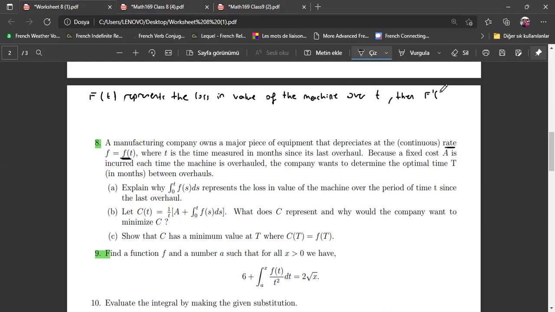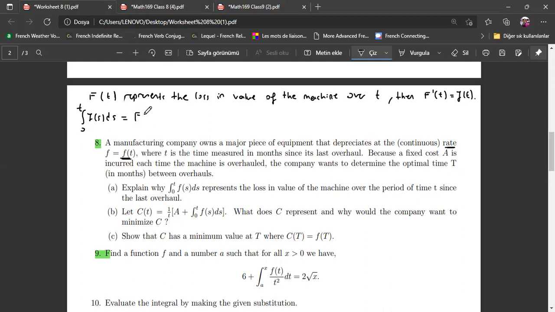The derivative of this function, uppercase F of t, will give us the rate, so it will give us f of t, right? Now, what do we have on the other hand? We had before this, from 0 to t, f of s ds. This is now the antiderivative of this lowercase f.